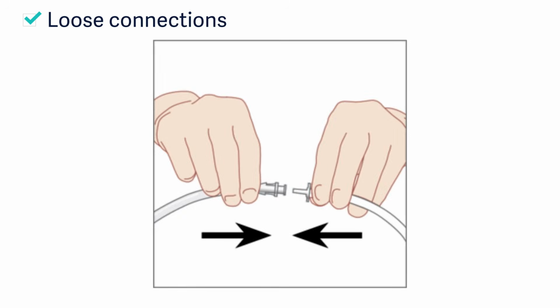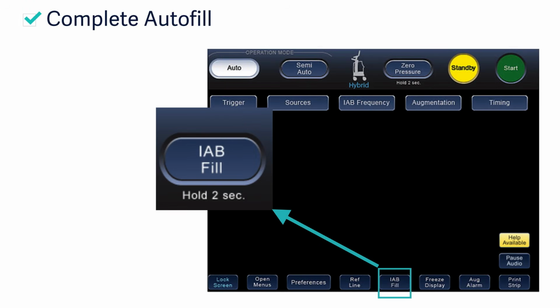If you do not see blood, inspect your connections. A loose connection can allow helium to escape and trigger the alarm. Check all tubing and connections to ensure they are secure. After checking your connections, complete a manual autofill. Press and hold the IAB fill key for 2 seconds to complete this manual fill. Then press start to resume pumping.